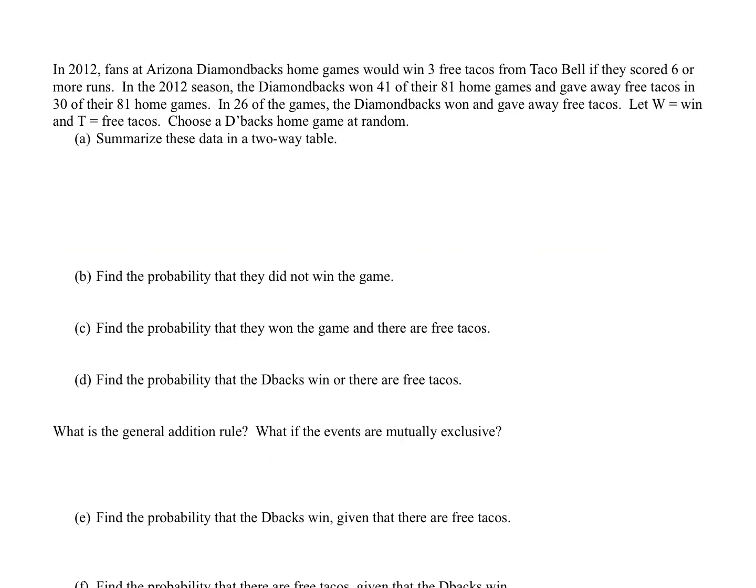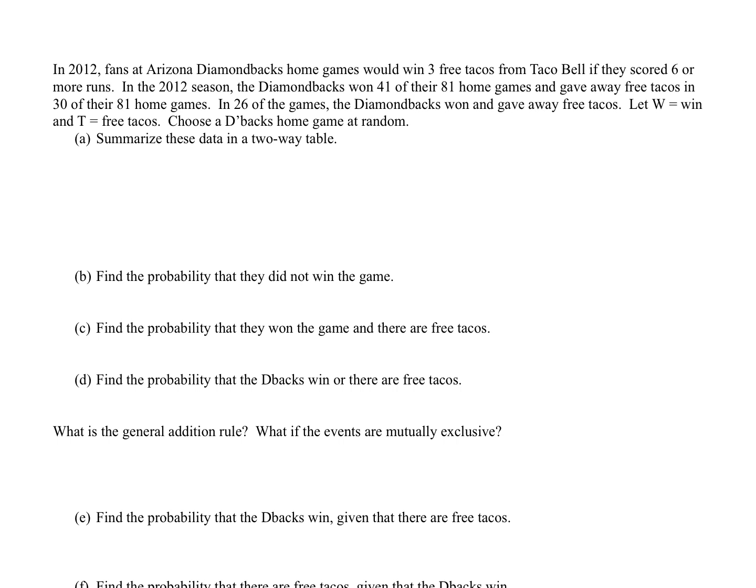We're going to start by looking at this example. In 2012, fans at the Arizona Diamondbacks home game would win 3 free tacos from Taco Bell if the team scored 6 or more runs. In the 2012 season, the Diamondbacks won 41 of their 81 home games, and they gave away free tacos in 30 of their 81 home games. In 26 of the games, the Diamondbacks won and gave away free tacos. Let W equals win and T equals free tacos, and we are choosing one home game at random.